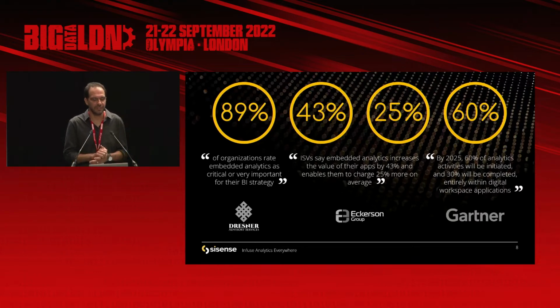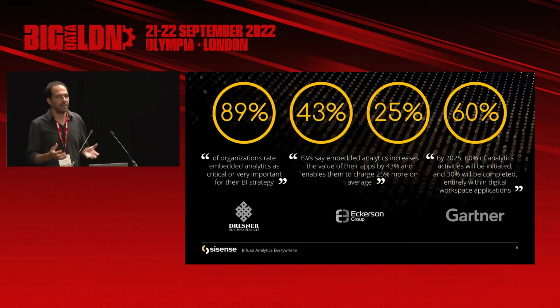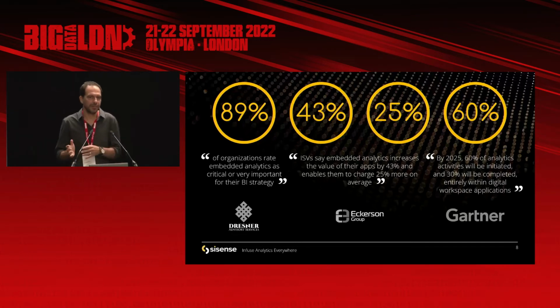So all of these ISVs are looking at embedding and infusing analytics as where the future lies. And I think the last metric is the one that I care about the most, because it says that statistically, most of the analytics activities, whether it's forecasting or just basic reporting, are expected to happen within the application and not within a separate application that you might need to switch context between. So that's an important message.